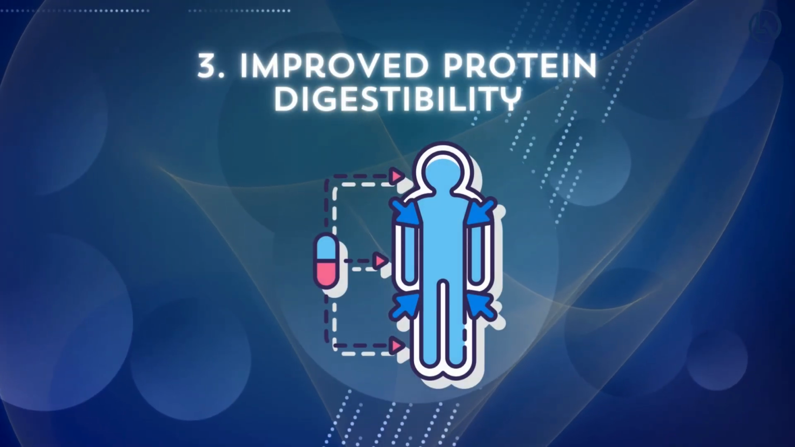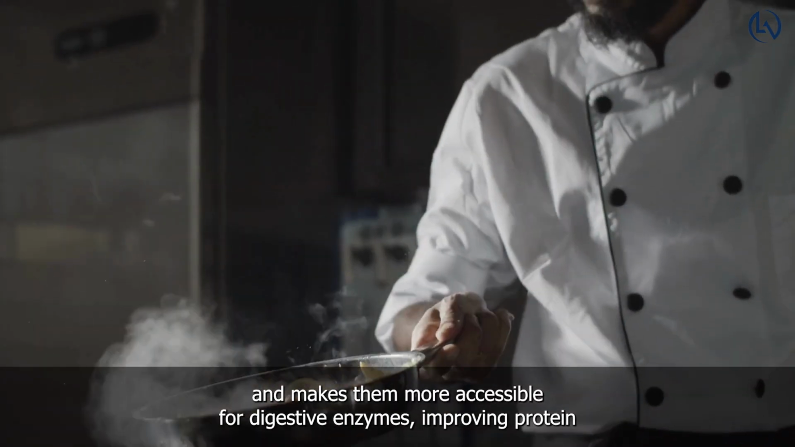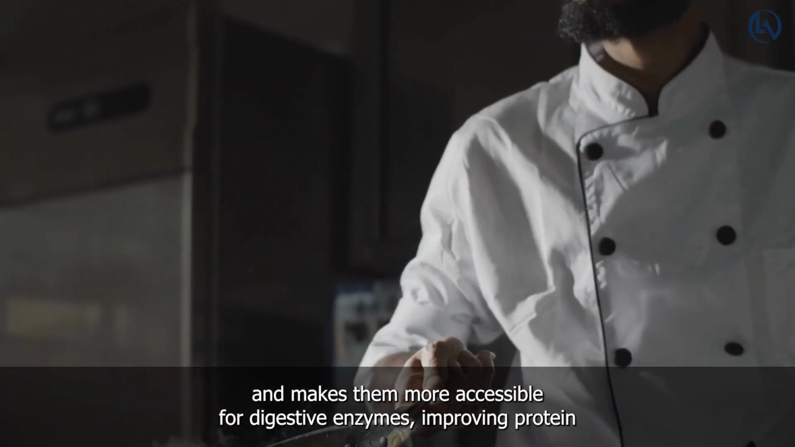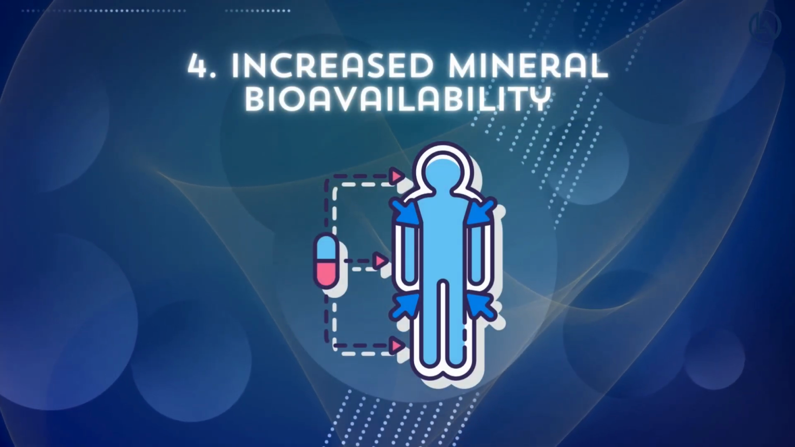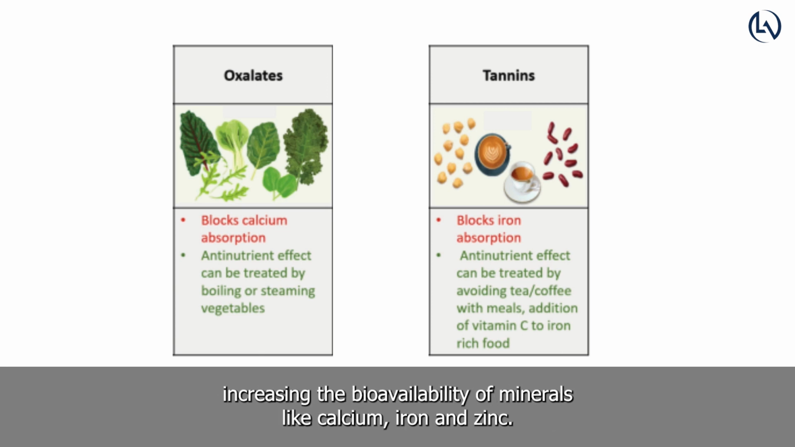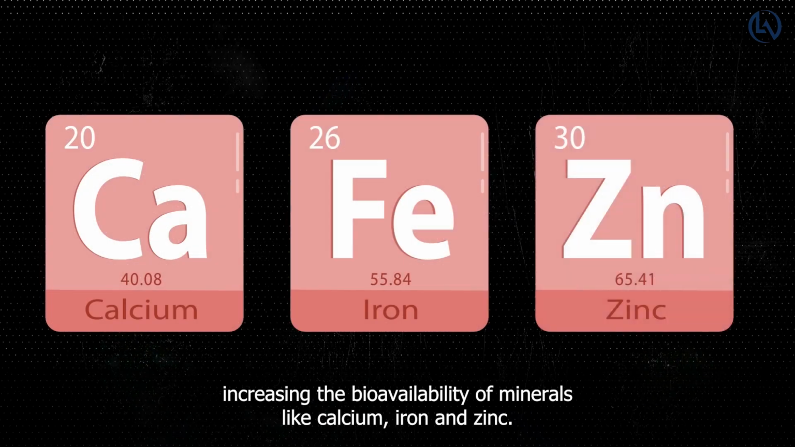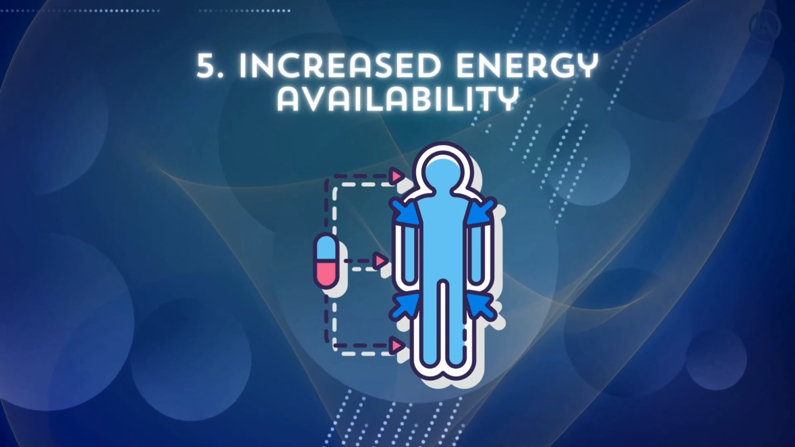Improved protein digestibility. Cooking denatures proteins and makes them more accessible for digestive enzymes, improving protein digestibility and absorption. Increased mineral bioavailability. Cooking can break down mineral-binding compounds like oxalates and tannins, increasing the bioavailability of minerals like calcium, iron, and zinc.